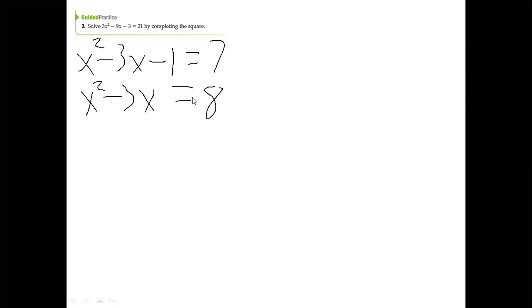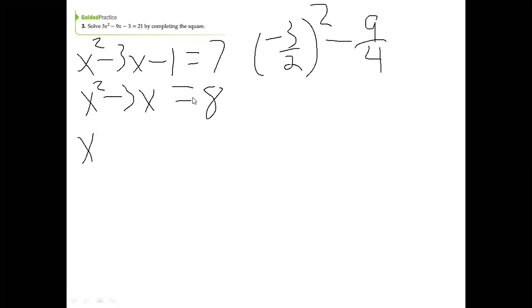So you'd have x squared minus 3x minus 1 equals 7. Then you would have x squared minus 3x equals 8. Take the negative 3, half it, square it, you would get 9/4. Add that to both sides. So x squared minus 3x plus 9/4 equals 8 plus 9/4.